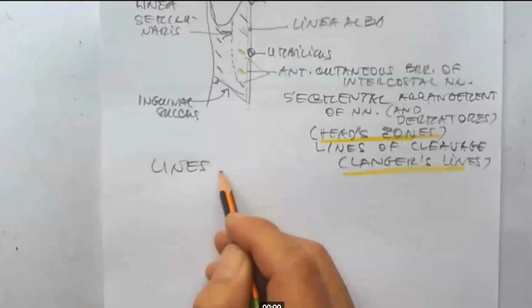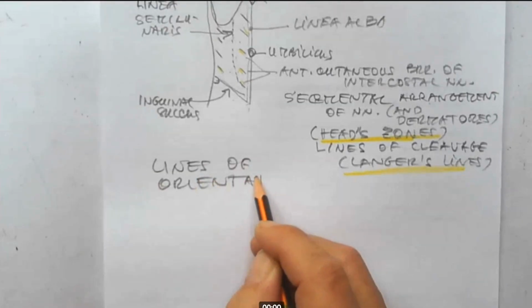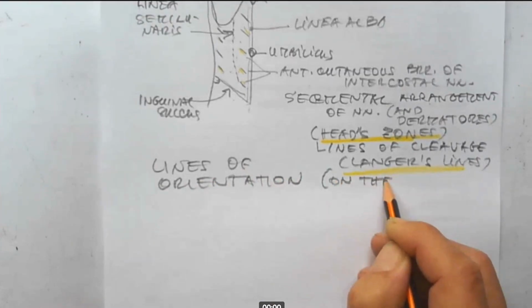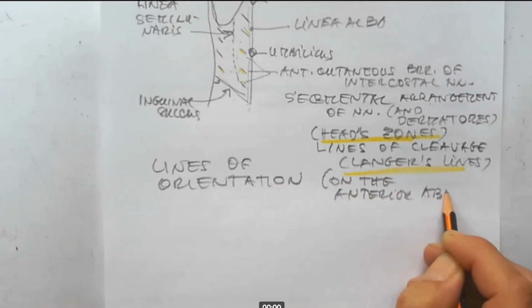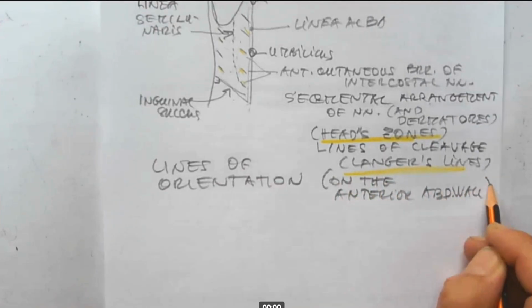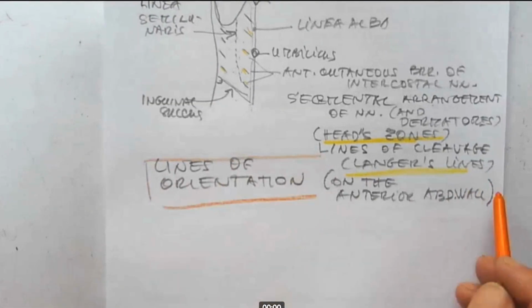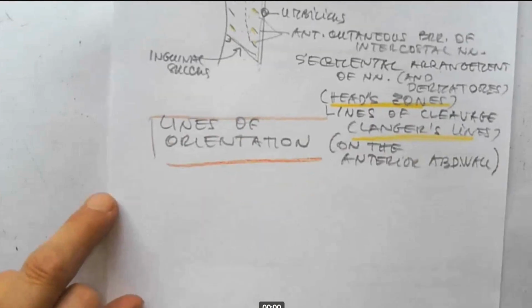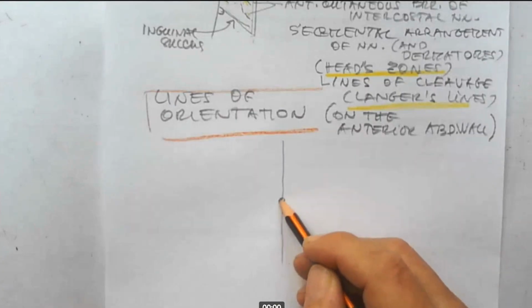Lines of orientation, very important topic. Lines of orientation of the anterior abdominal wall. Just an abbreviation. So lines of orientation, or orientation lines on the anterior wall. What do we need? Maybe also one simple drawing. Yes, this would be again through the umbilicus.